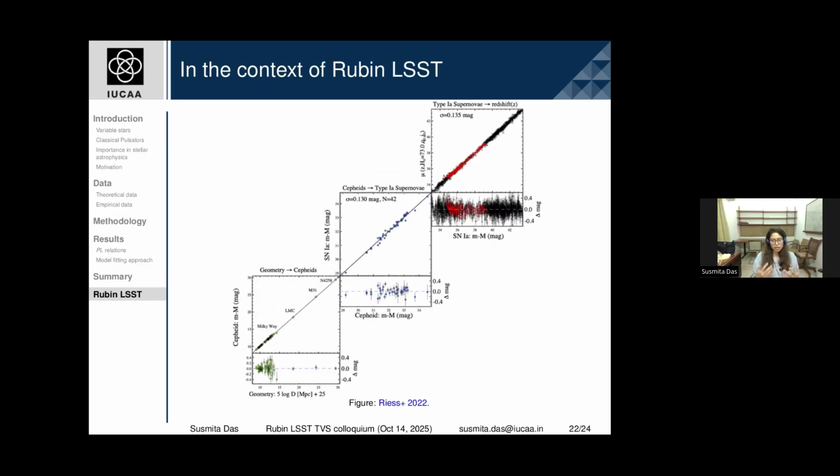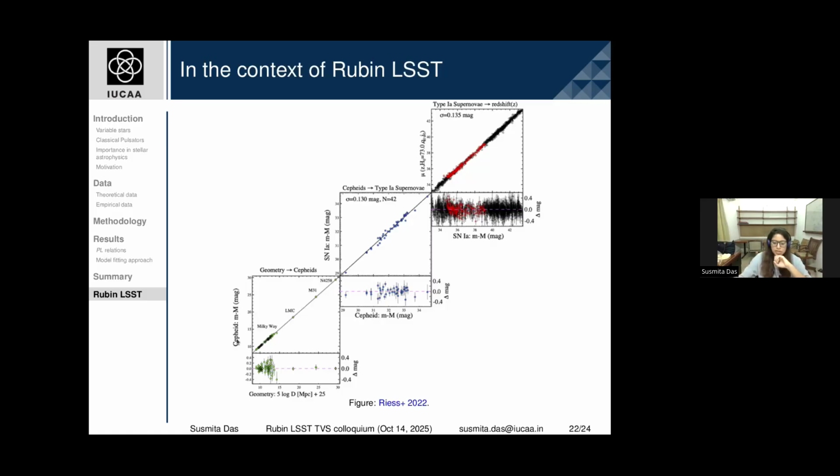Now a quick, the last two slides on what this study is and how this study is useful in the context of the upcoming Rubin-LSST. So here, this is what is called the SH0ES distance ladder. You are probably familiar already, so I won't go into much detail.